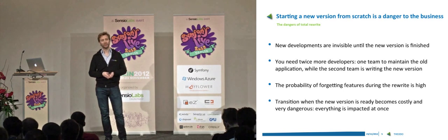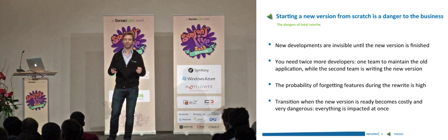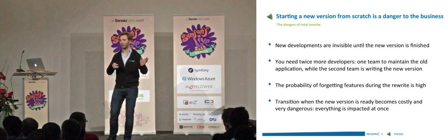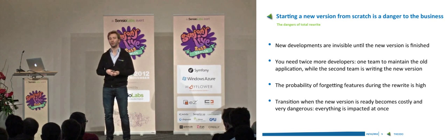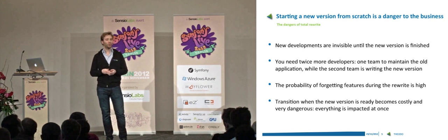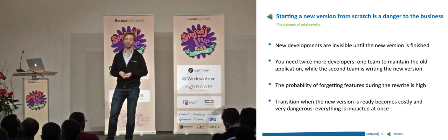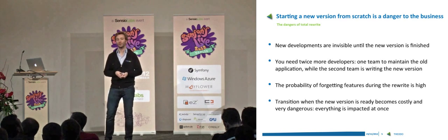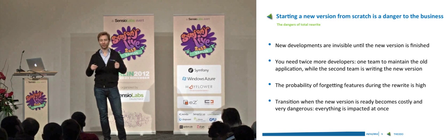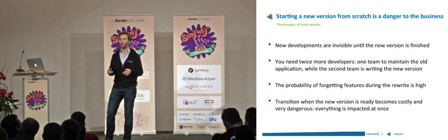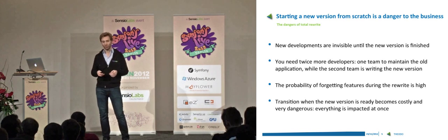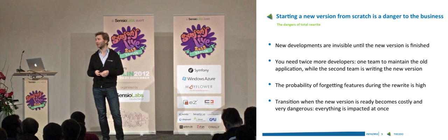So there are many reasons for that. The first one is that, of course, while you're rewriting everything from scratch, while the legacy application is in production, you're actually doing a lot of development which is invisible. So you're basically going back to the pre-agile age, where it was a tunnel effect. You're writing code and nobody sees what it's actually doing. So this is really bad.